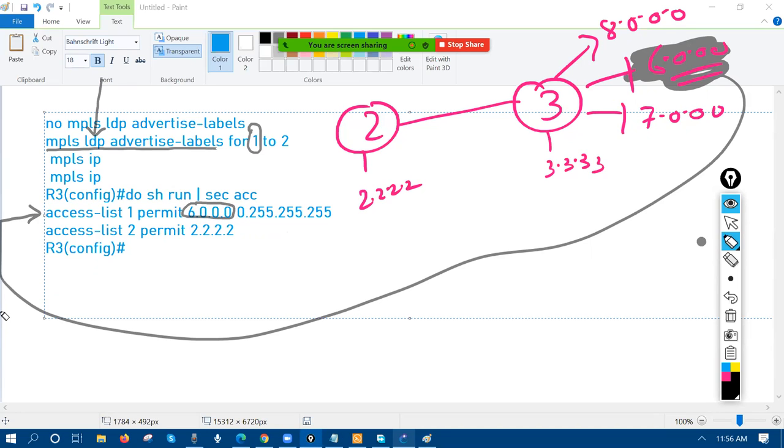6.0.0.0. After that, I'm saying this person. I'm not done, right? You can put the enter over there. What happened? It will be applicable for all LDP neighbors. If you just put the enter over there, it is applicable for all LDP neighbors.